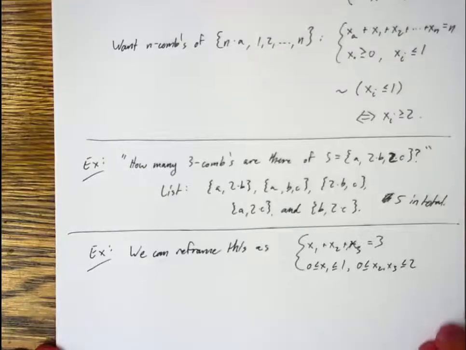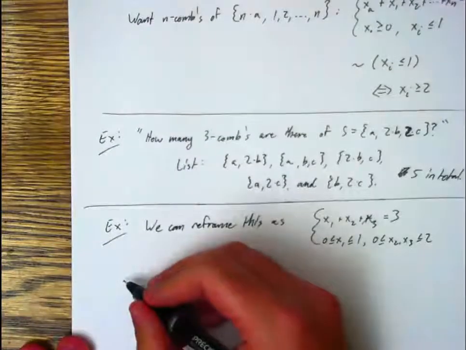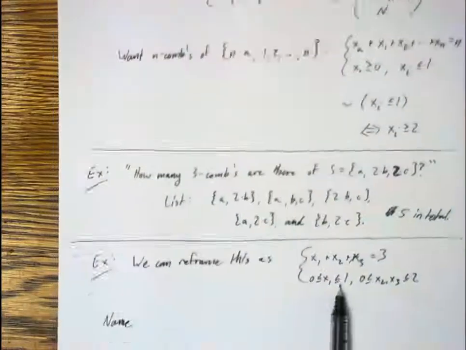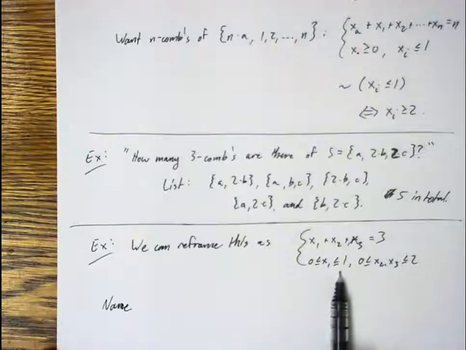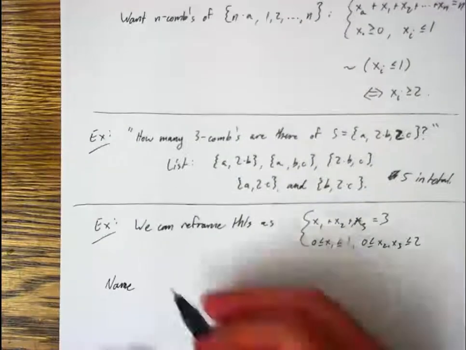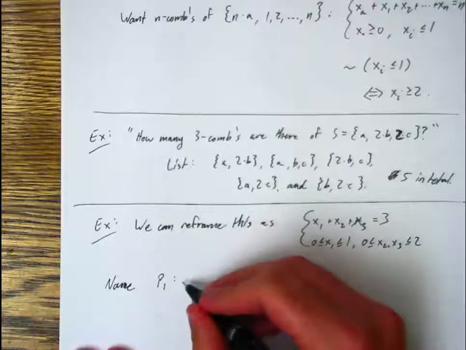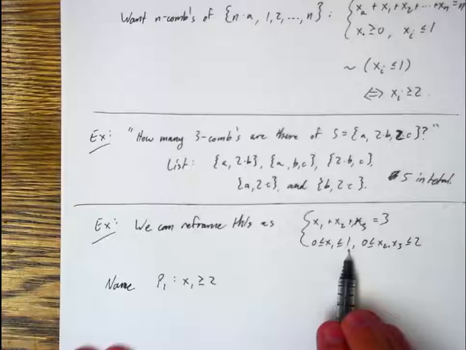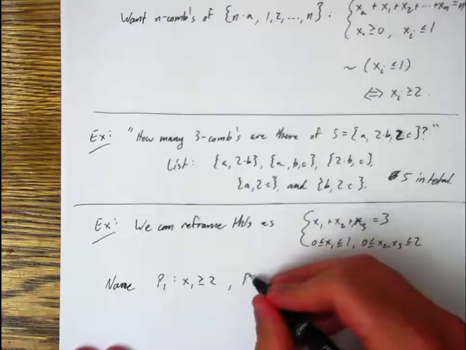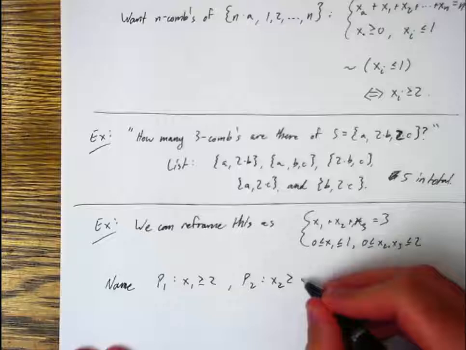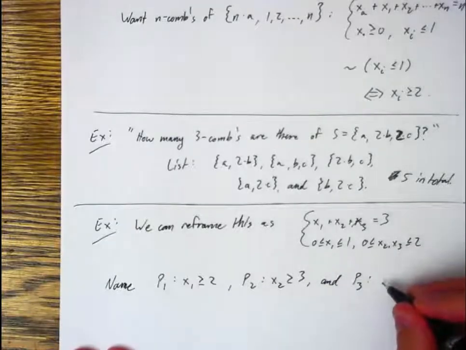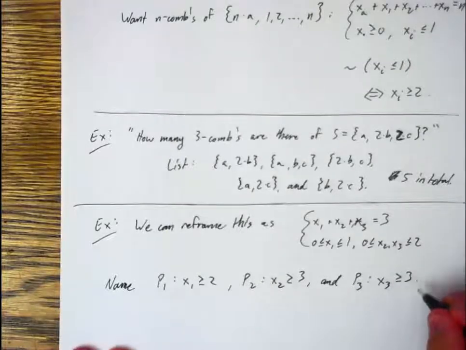Let's go through and count this using inclusion and exclusion. So name some properties here that force us to break these rules on the upper bounds. So we're going to name P1 the property that x1 is at least 2. So we're going to break that bound. We're going to go past 1. We're going to name P2 as the property where x2 is at least 3. And P3, take a guess. That's right, those of you who shouted at your computers. x3 is at least 3.